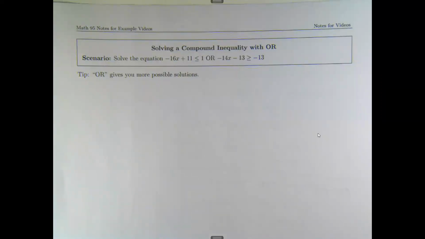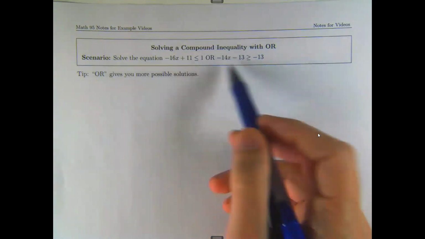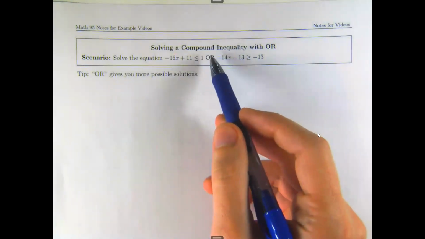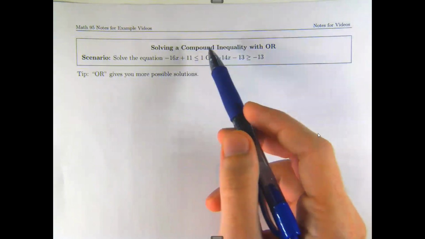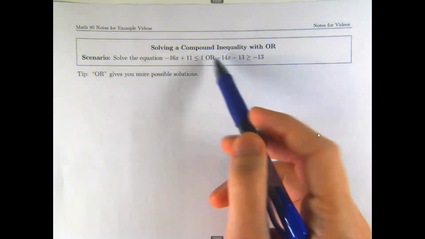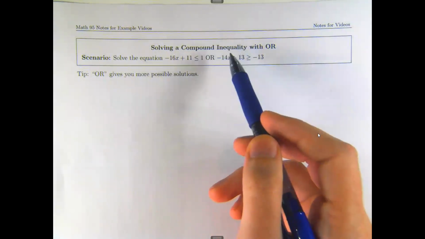Let's take a look at solving a set of inequalities here with the word or. The word or actually gives you more options. That'd be like if you said, well, I'm happy with either A or B. Either of those two things work for me.